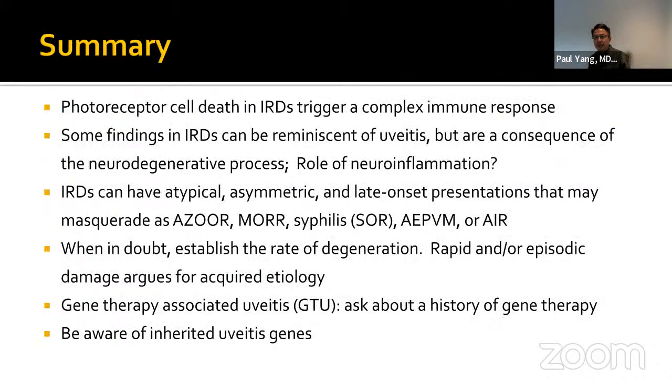In summary, I talked about how photoreceptor cell death and degenerations can trigger a complex immune response, and that this might be why we see clinical signs in IRDs that can be reminiscent of uveitis, but we're not sure what's going on there. Is it a consequence of neurodegeneration? Is there neuroinflammation? Should we be treating these patients with immunosuppression?